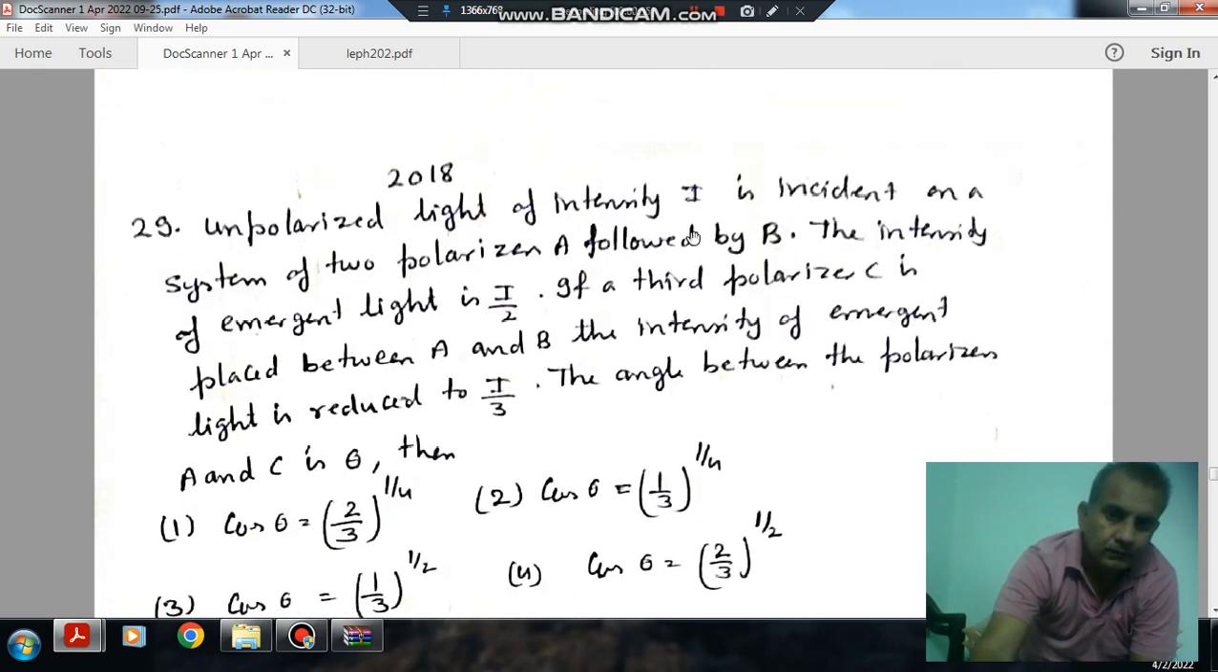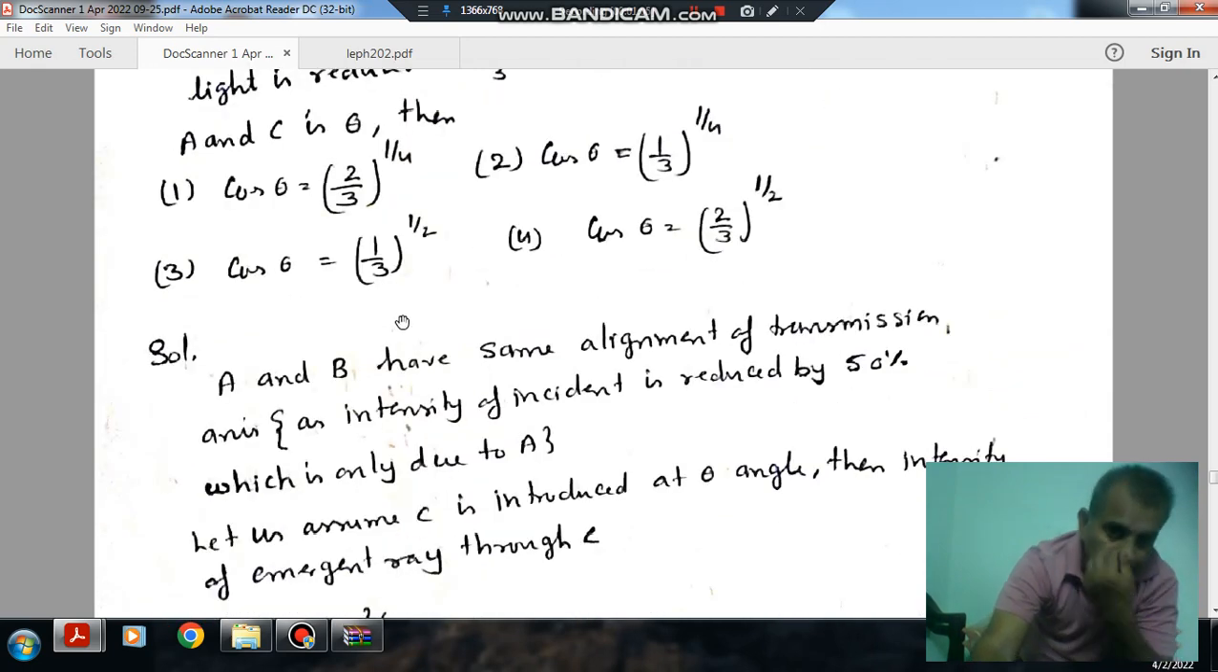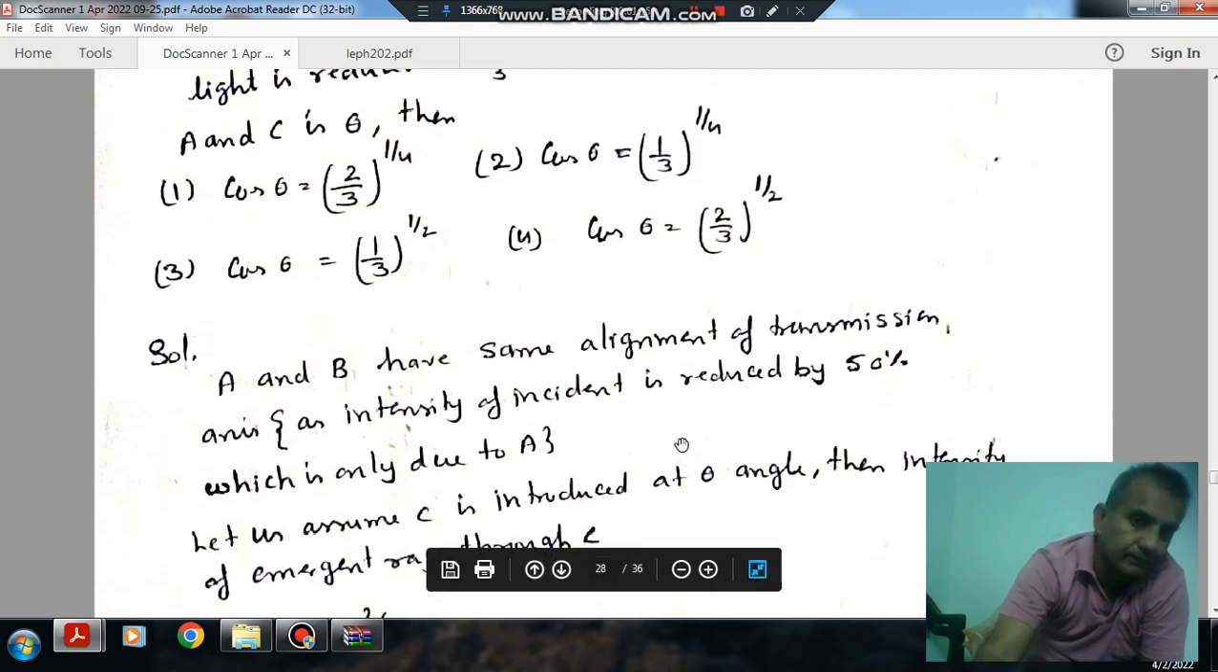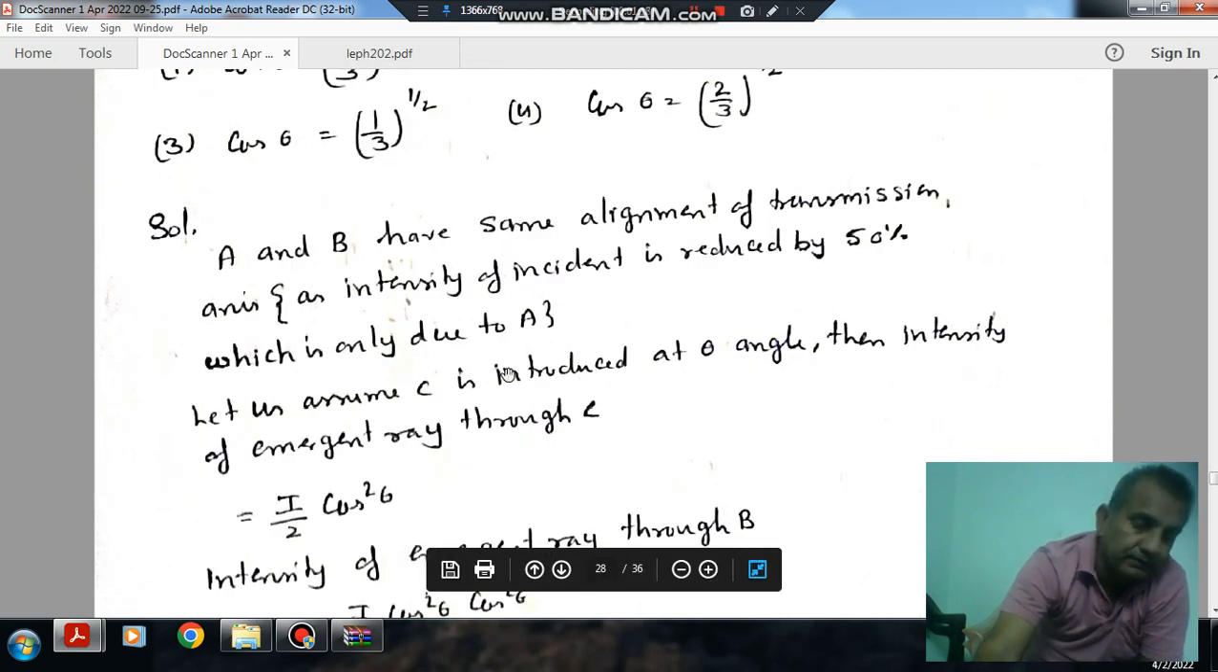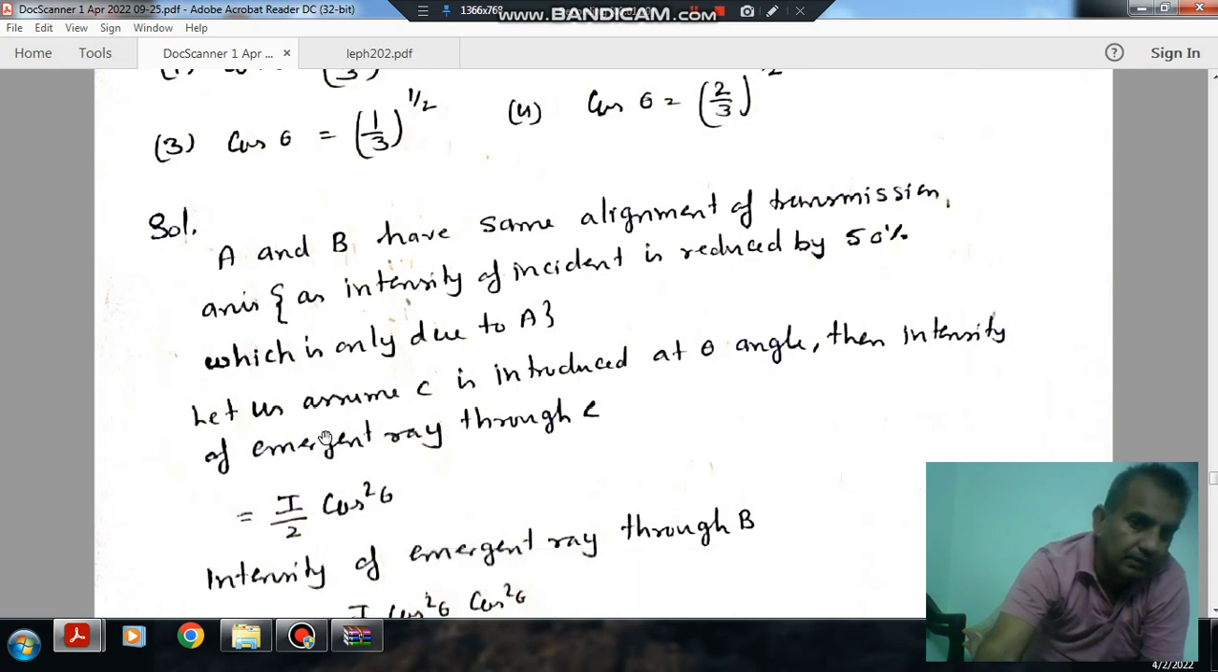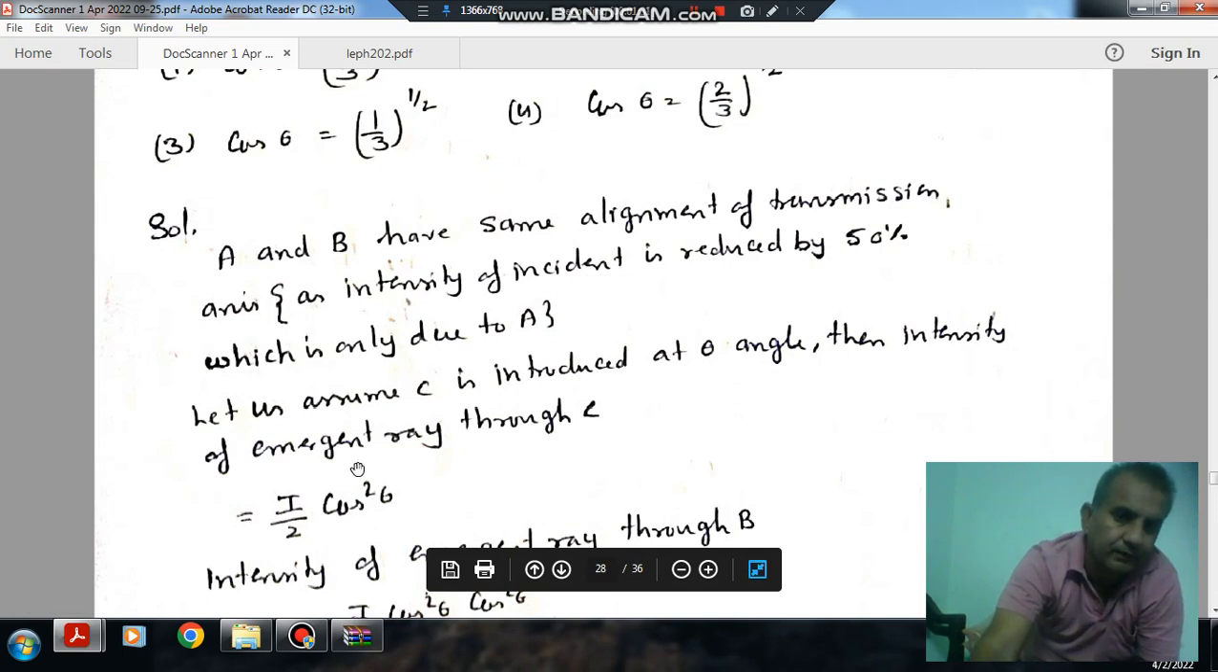Here A and B are two polarizers, A followed by B. As they are in the same alignment, the intensity of the light will be reduced by half when it passes through A. So the emergent light intensity from A is I by 2. When the third polarizer C is placed between A and B, suppose it makes an angle theta with A, then the intensity of the emergent ray coming out of C will be I by 2 cos square theta.